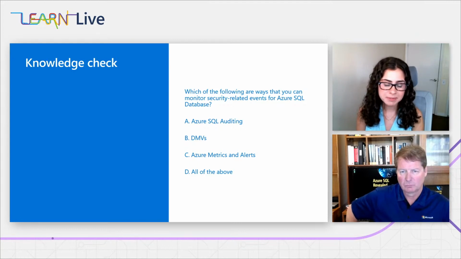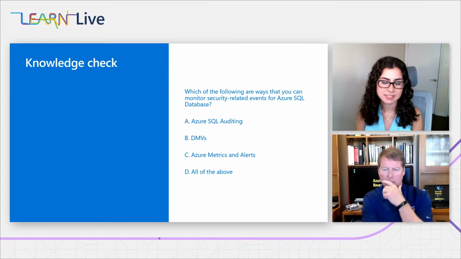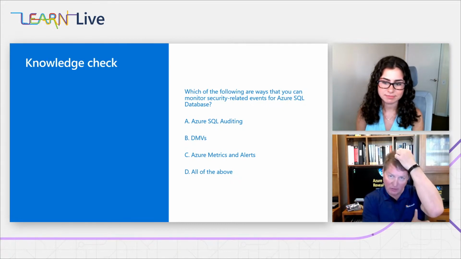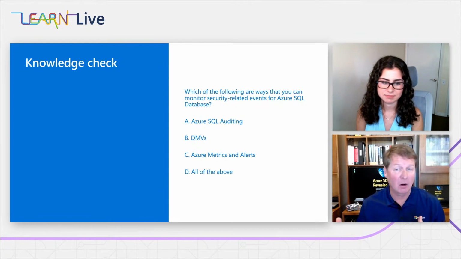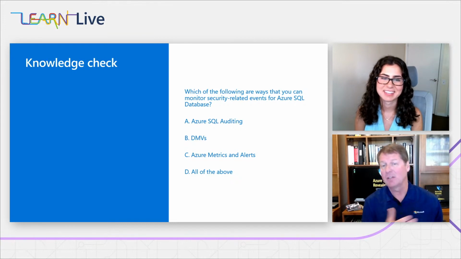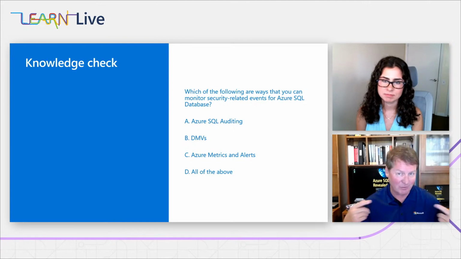It looks like a lot of people have said D, a decent number of people said C, and a few people have said B. Okay, well, let's look at this. Which of the following are ways? You kind of gave them a little bit of a clue when you said ways. Somebody could say she just meant one way, but you did say ways. A is definitely true. We just covered that. We said Azure SQL auditing, and I even gave you an example of that, specifically calling out DMVs where you can look at the number of successful and failed connections and blocked by firewall.